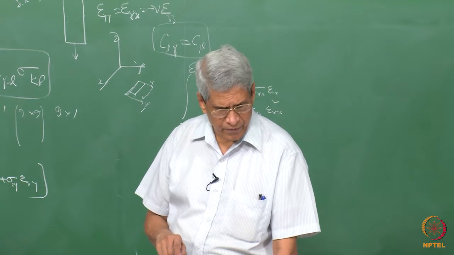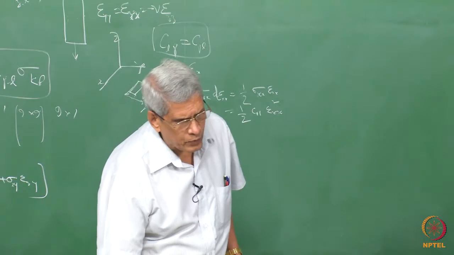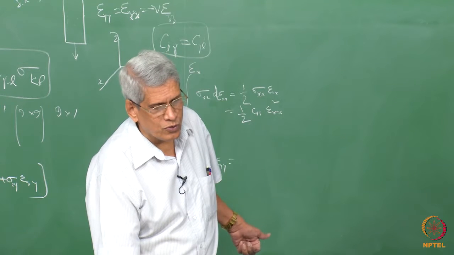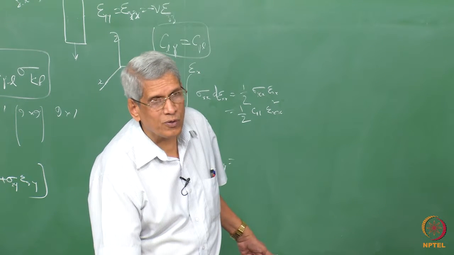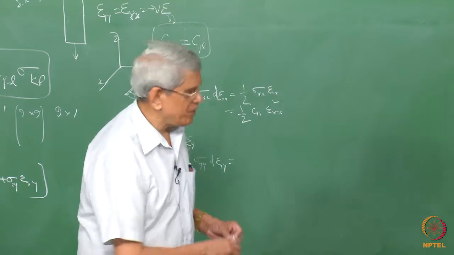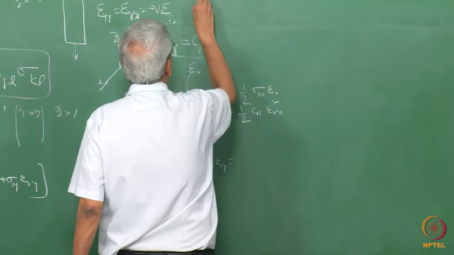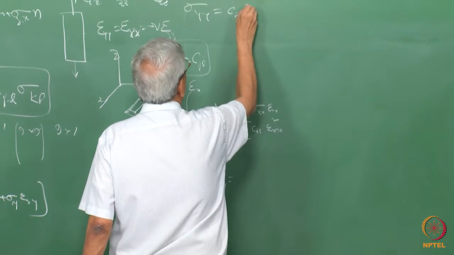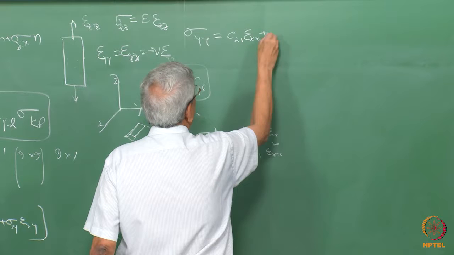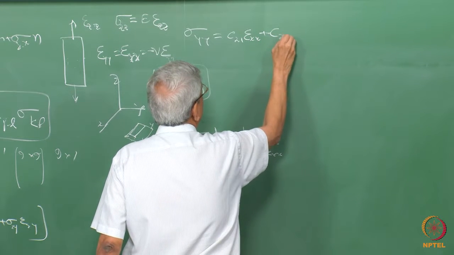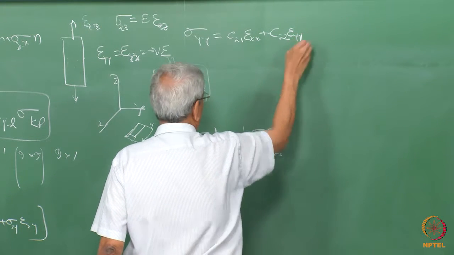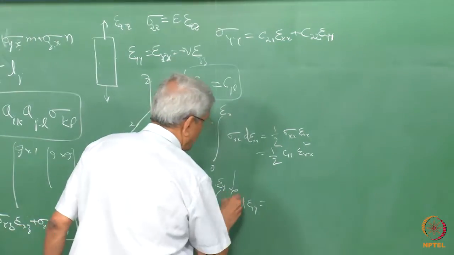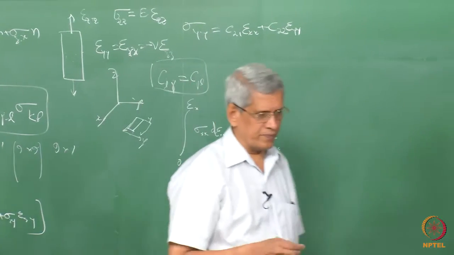If you look at this expression, epsilon xx has already been applied, and epsilon yy is also going to be there. So now sigma yy becomes C21 into epsilon xx plus C22 into epsilon yy. This we have to substitute into this term and then do the integration.